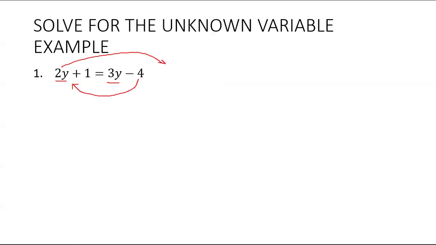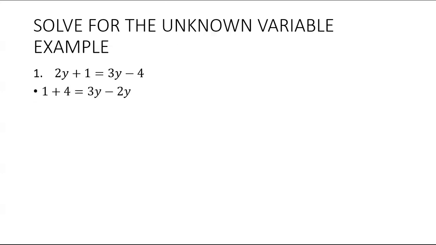So when you move negative 4 to the left or transpose it to the left, it will be plus 4. So you'll have 1 plus 4. And when you transpose 2y to the right, it will be negative because right now it's positive. So you'll have 3y minus 2y.